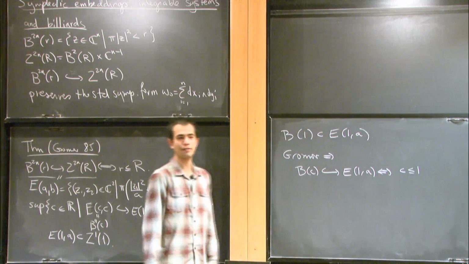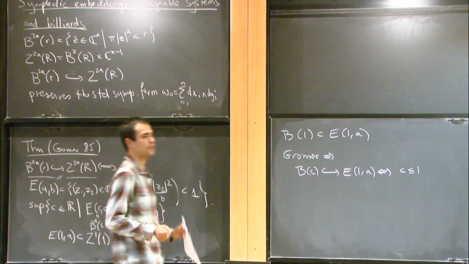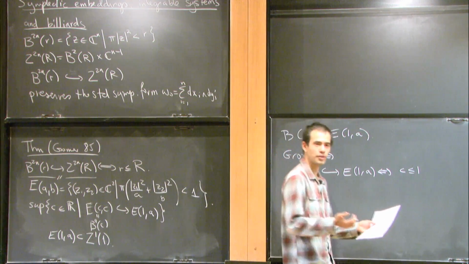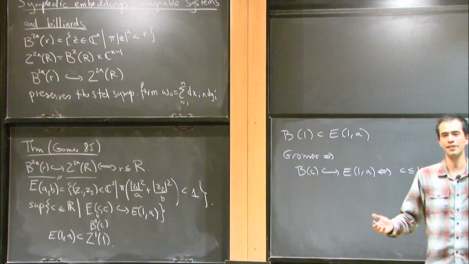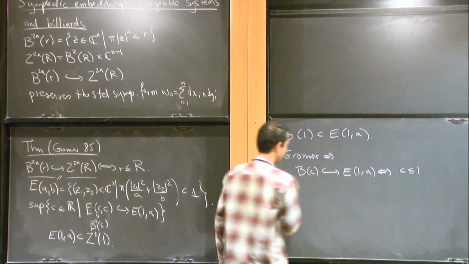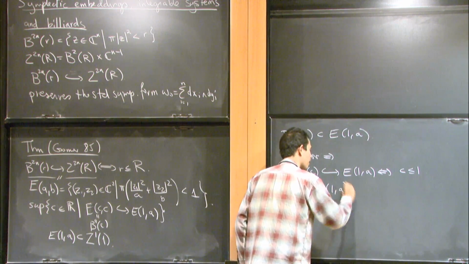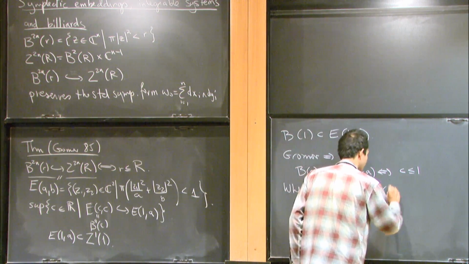So this is relatively boring once we know Gromov's non-squeezing. Now you can ask the converse question. We're just playing with questions and seeing where things get interesting, and they get interesting pretty quickly here. So when does E(1,a) embed into B(c)?